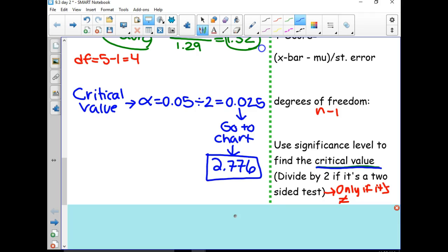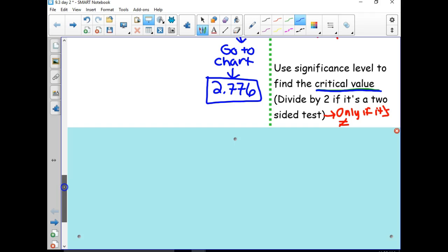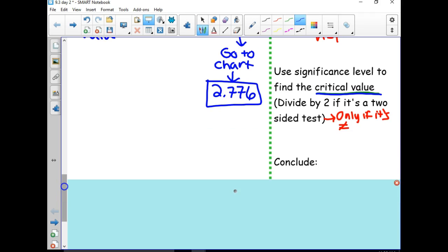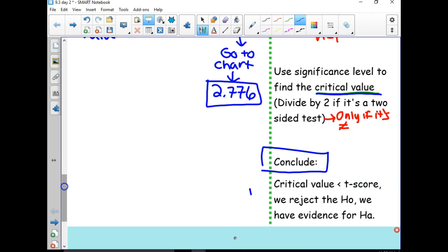I need to compare my critical value to my t-score. One of two options will happen for the conclusion. The first option is that my critical value could be less than my t-score. Just like with the p-value, when the p-value was less than my alpha, I rejected the null hypothesis. Here my critical value is less than my t-score, so I reject the null hypothesis. Write it down just so you have it, because it is different than the p-value from our z-test.